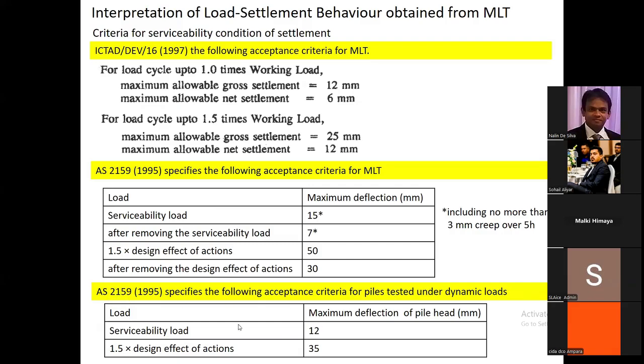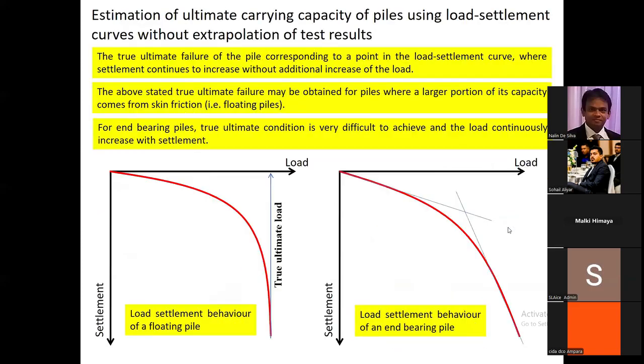So under the serviceability load, 12 millimeter settlement is allowed. Under 1.5 times the design load, 35 millimeter. So these values are given in the AS 2159 1995 guideline. The recent one, the 2009 guideline, has slightly different values. So I will skip this.